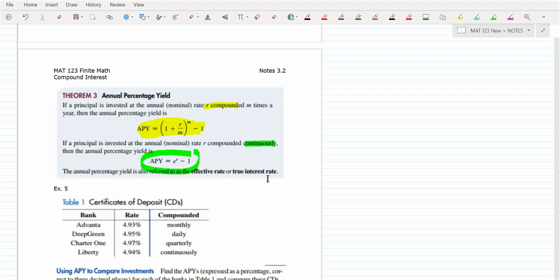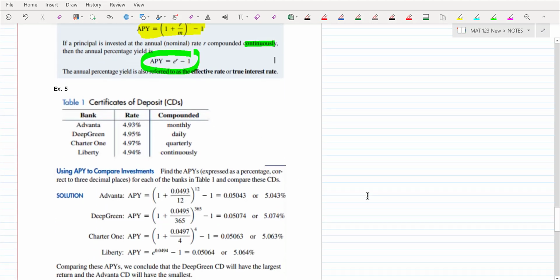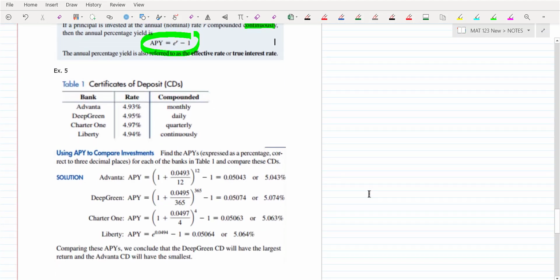That's 4.93, but it's monthly. That's 4.95 daily. That's quarterly, and that's continuously. So it turns out if you change these to the APY, then it's real easy to tell which one's the best and which one's the worst. Okay, so that's what we're going to end up doing on that, and we're just going to work these things out. Now, I've already taken this out of the book because I don't want to spend all the time doing this, but let me show you basically how this goes in the formula.